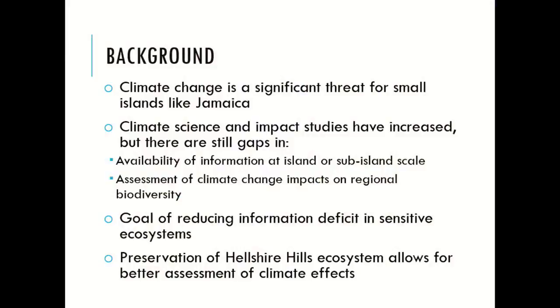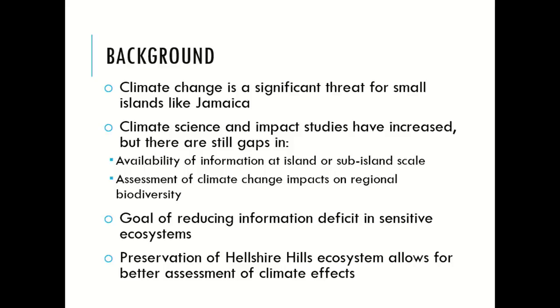So the background of the project, basically why we needed to do this. As you heard from Prof. Taylor earlier, the Caribbean in general is very climate sensitive. And that doesn't only apply to the systems that humans use, it also applies to our biodiversity. The issue is, in the Caribbean region and in Jamaica as well, there is a lack of data for pretty much anything you want to assess. So whether that's historical climate or historical abundance of organisms, there is usually going to be a lack of data. And that's the issue that we're trying to address.